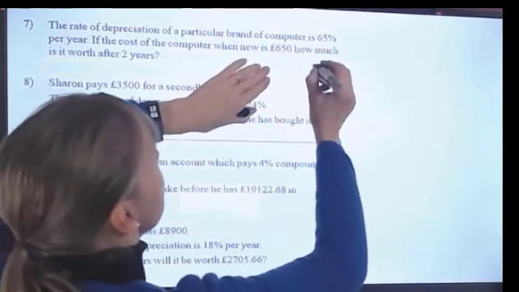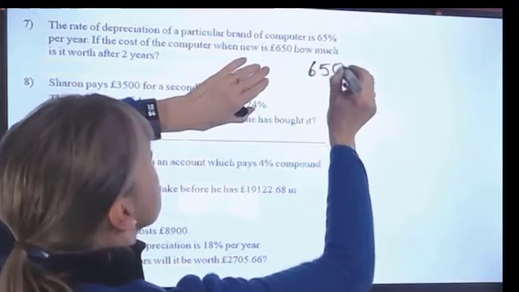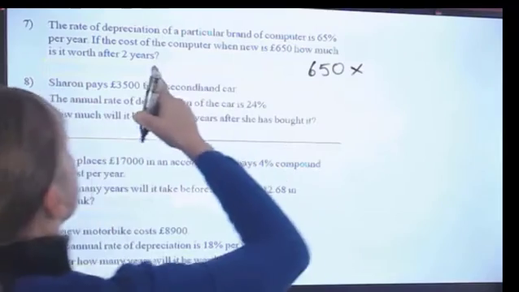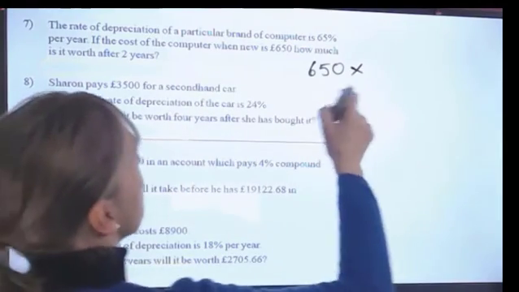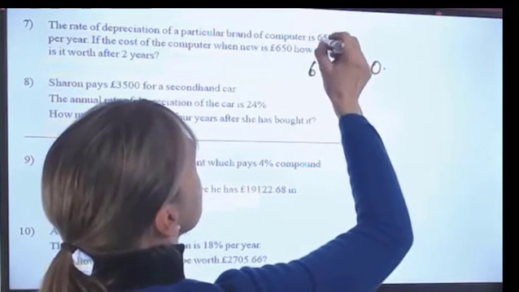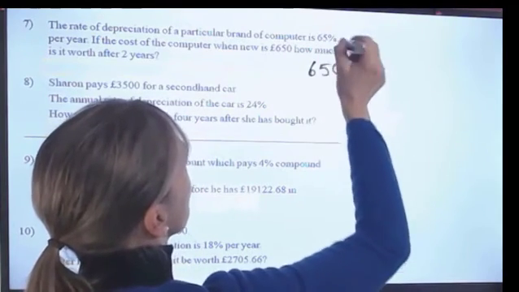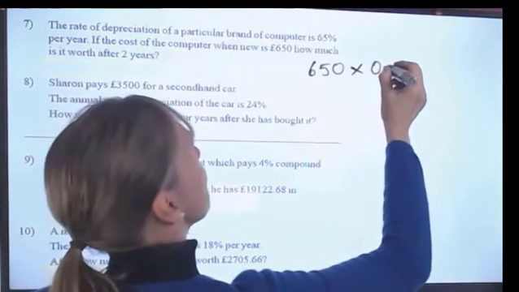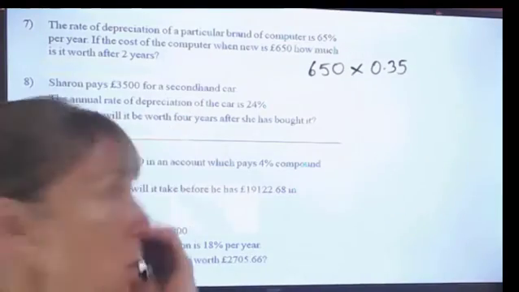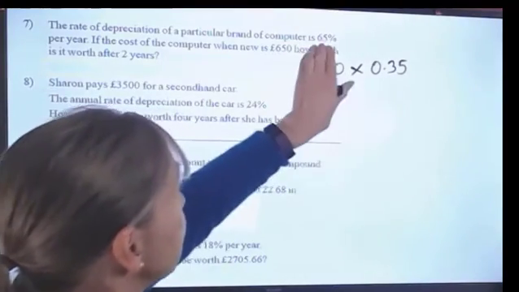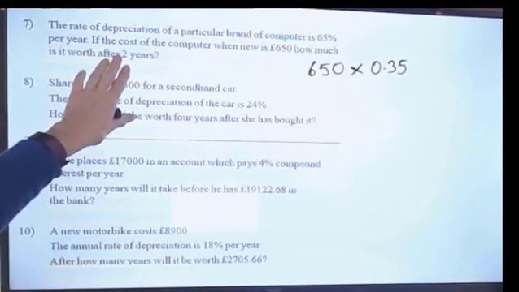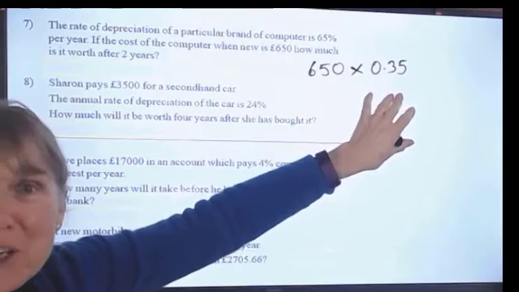So here we want to take 650, and for the first year, it is like multiplying by 0 point, and I'm looking at 65% here. It's a pity these two numbers look too similar. 65% depreciation is the same thing as multiplying by, like we did with the previous worksheet, 0.35. It's like saying I only want 35%. So that's how much we get in the first year.